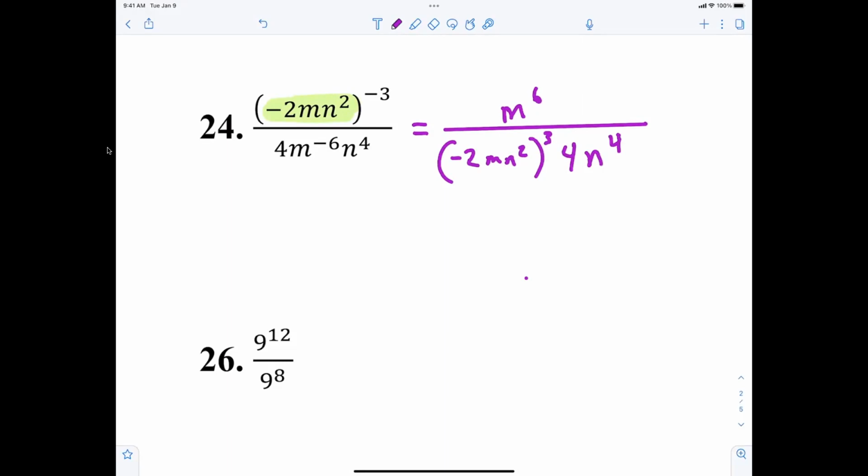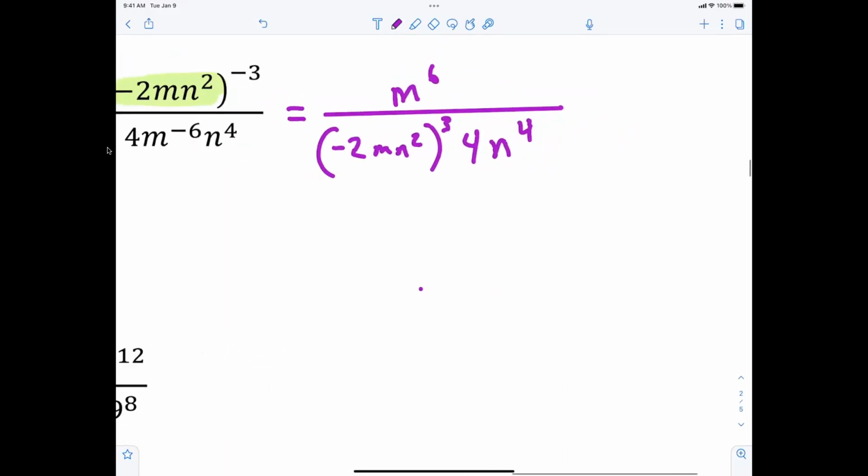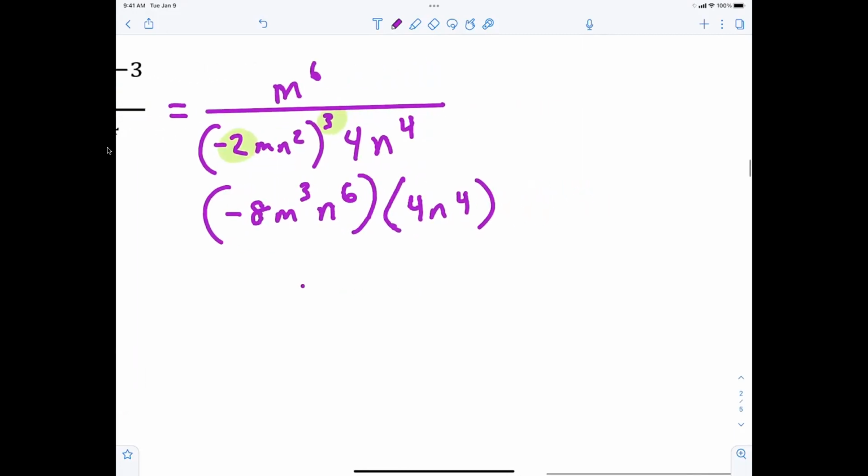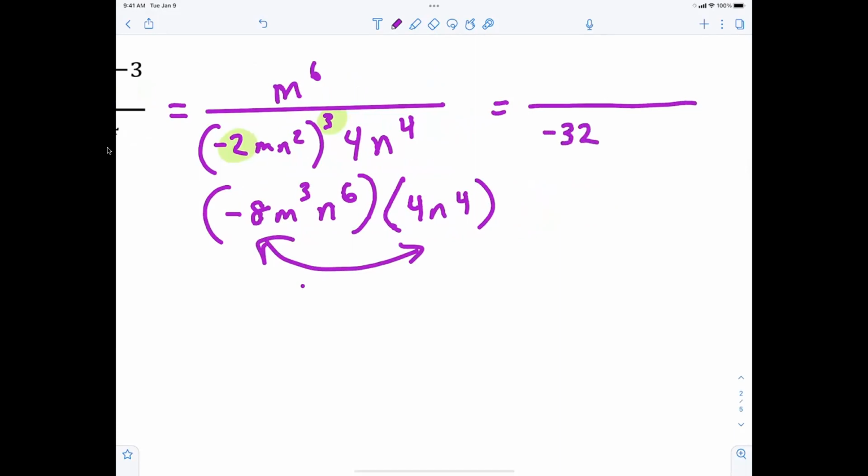Now we have to cube what's inside the parentheses. Negative 2 cubed is negative 8. M cubed n to the 6th. Now I'm going to multiply that by 4n to the 4th. Now again, I'm just going to simplify the bottom part. Negative 8 times 4 is negative 32.